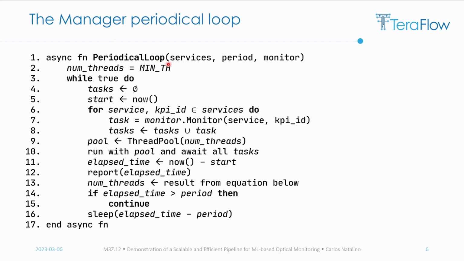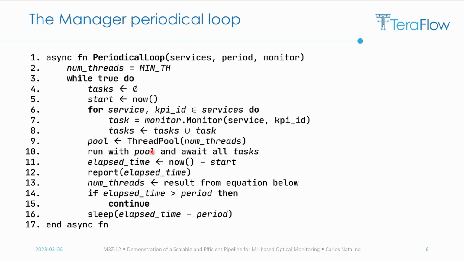So the periodical loop is a singleton, meaning there are no replicas, but in order to cope with a large number of optical services, we use a multi-thread approach. We have a minimum number of thresholds, and then we enter the loop, where we initialize the tasks and we get the beginning of the loop execution, and then we enter into the loop where we delegate to the monitor the monitoring of each one of the services, and this is done through creating async tasks. So these tasks are combined into a list, and then we create a thread pool where we run this list of tasks using the thread pool.